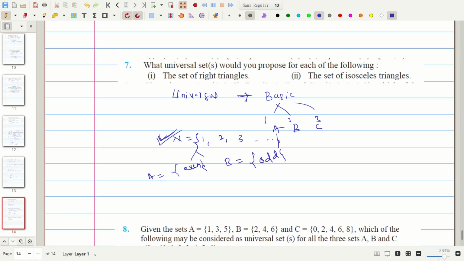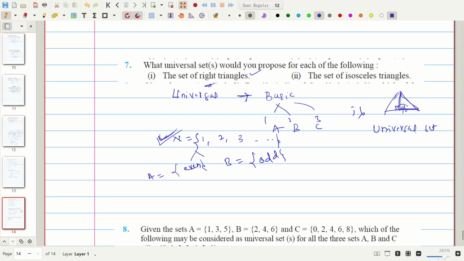Then the first problem is a set of right triangles. Right triangles means we are talking about triangles. A triangle contains many right angles. When we are deriving this one, we have 90 degrees here. So this part of the triangle will be called a right triangle. A triangle contains many right angles. Therefore, it is a universal set. The first one is a universal set.